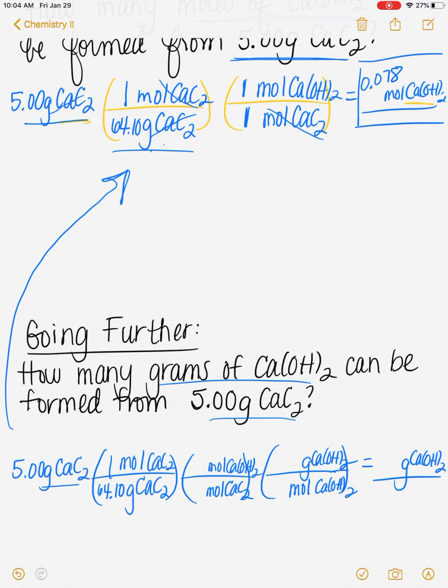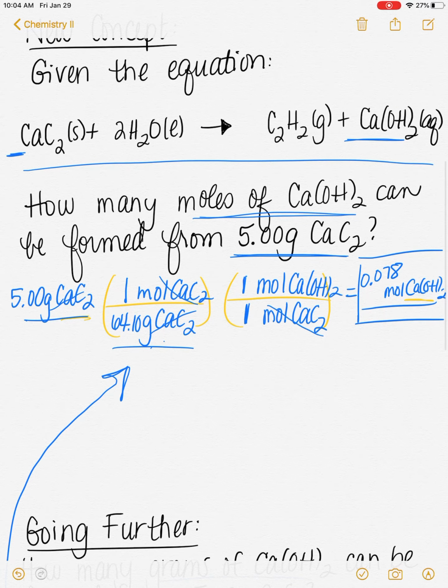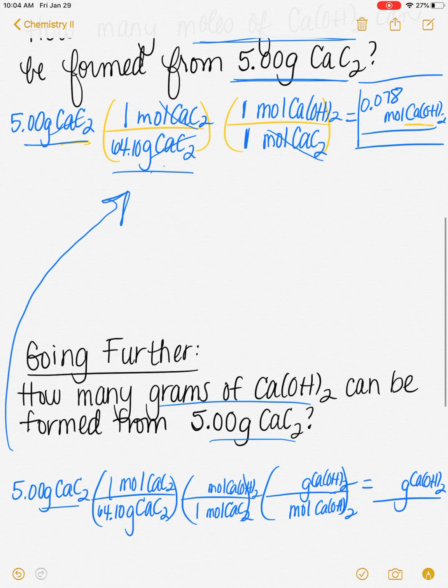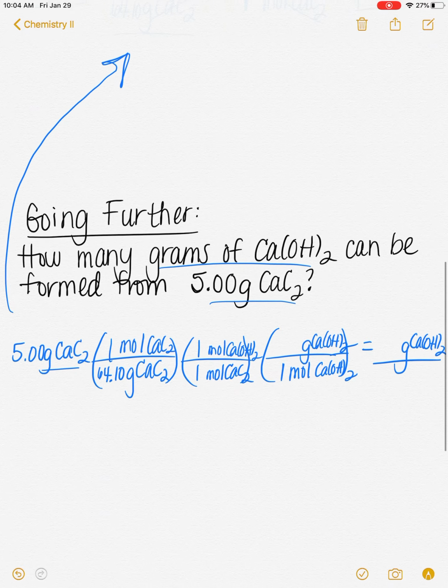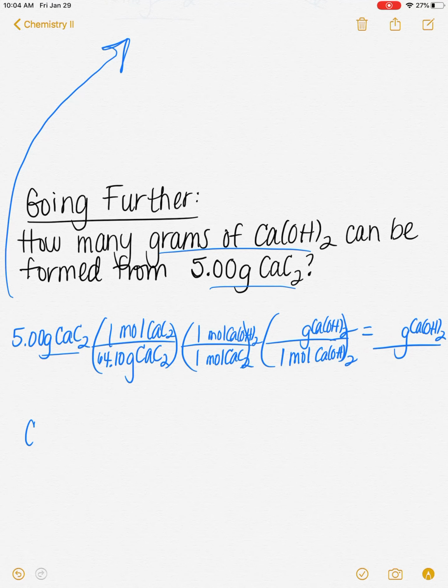Now going moles to moles, again, we've got to go back to our balanced equation. There's 1 CaC2 and 1 CaOH2. So it's going to be 1 to 1. My last factor is another grams to moles. So I'm going to put a 1 with the moles. We got to do a little math here.